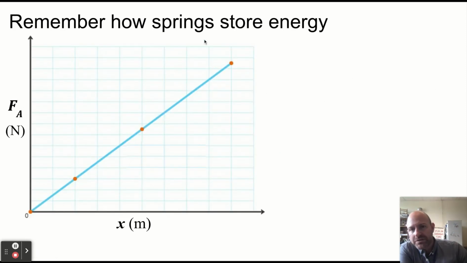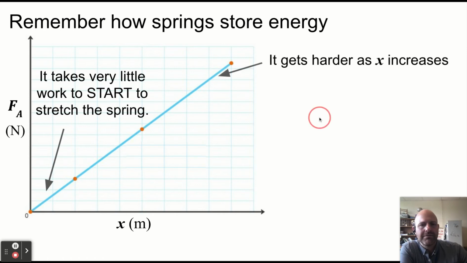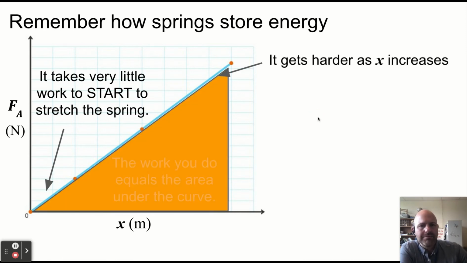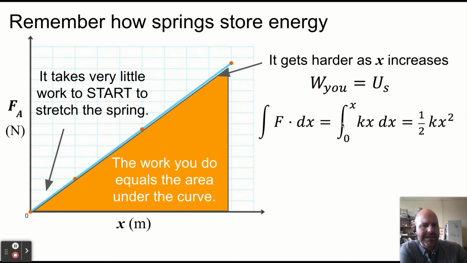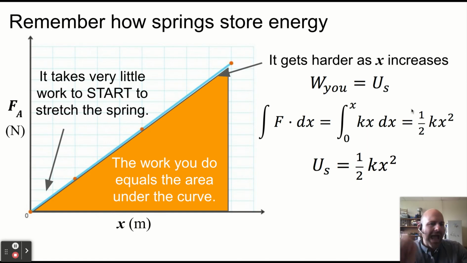We know how springs store energy. You apply a force, you stretch the spring. The area under the curve is our spring potential energy. We know all about that. The work that you do is equal to the spring potential energy. We have this formula: we can integrate F dx to get US equals 1/2 kx squared. So that idea, the fact that there is some amount of work required to stretch the spring different distances, is really what we're thinking about. And so we want to use that same idea.